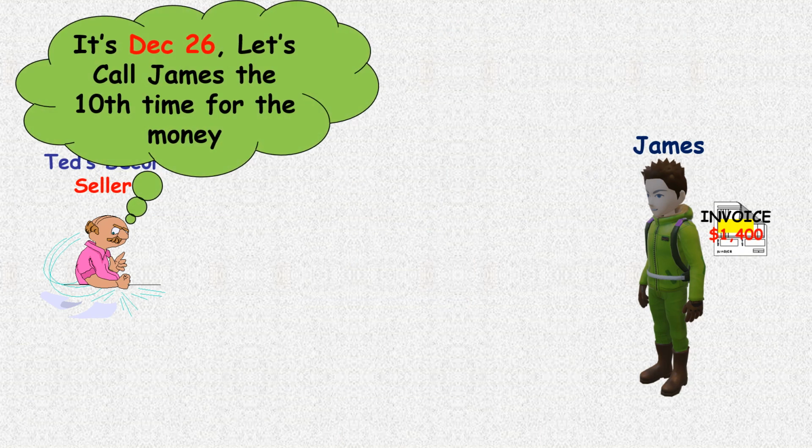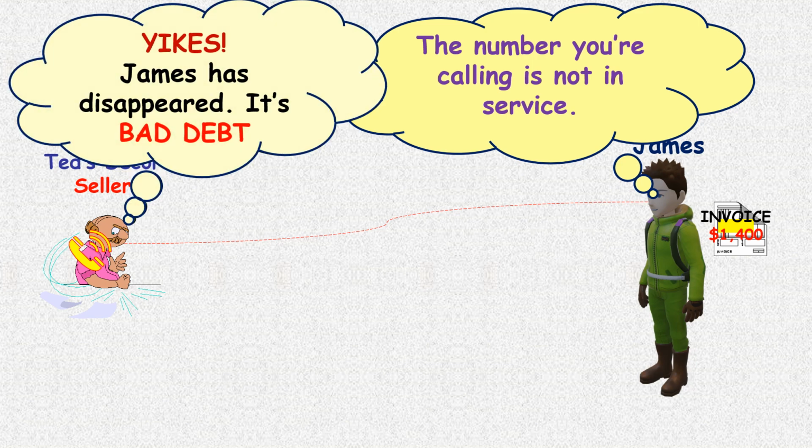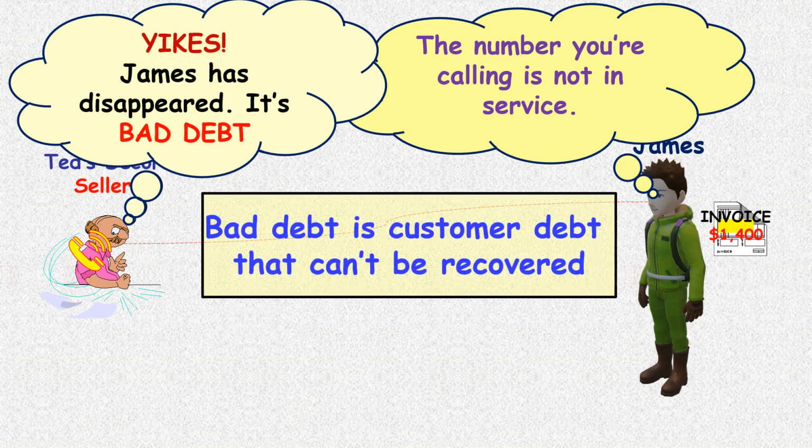Now, Ted Decor is calling James for the payment. A month later, Ted Decor wants the payment from James, but James can no longer be found. He's not picking up the phone. That means he's not going to pay. So it becomes a bad debt for the business. So what is a bad debt? A bad debt is a customer's debt that cannot be recovered.